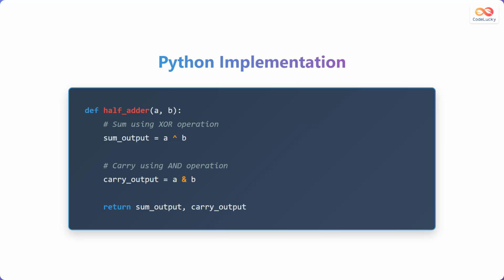Here's a simple Python implementation of a half-adder. The function half_adder takes two inputs, A and B. The sum output is calculated using the XOR operation, represented by the caret symbol. The carry output is calculated using the AND operation, represented by the ampersand symbol. The function then returns both the sum and carry outputs. This code provides a software-based representation of the half-adder's functionality.